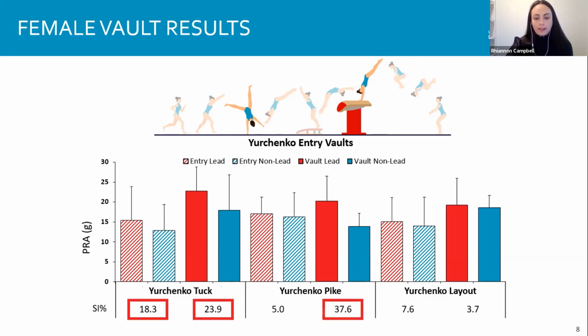So during the entry and the vault contact for the Yurchenko tuck and the vault contact for the Yurchenko pike, we saw significant asymmetries between limbs. Now, this is a particularly interesting finding as the vault contact during the Yurchenko vault appears symmetrical in nature, whereby both hands contact the vault at the same time and they push off using a very similar motion. But as you can see, these results indicate that even though the movement appears symmetrical, the loading experienced can still be asymmetrical.